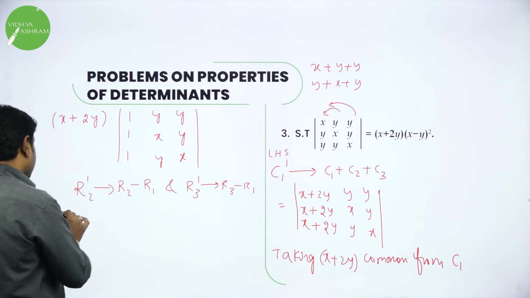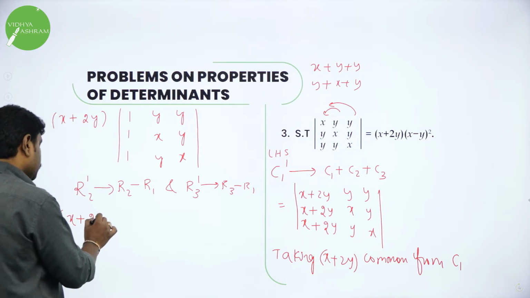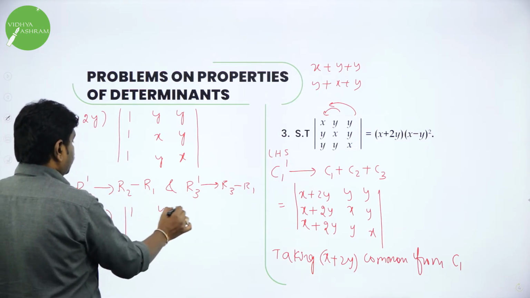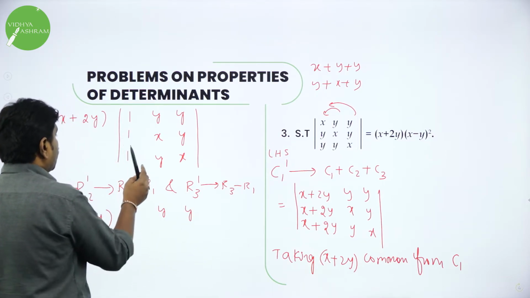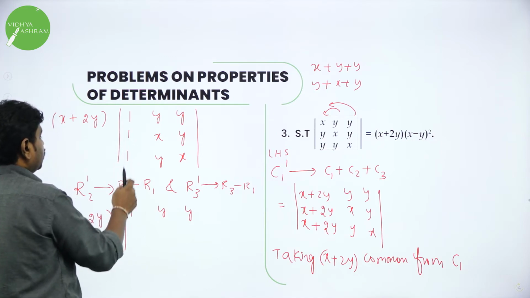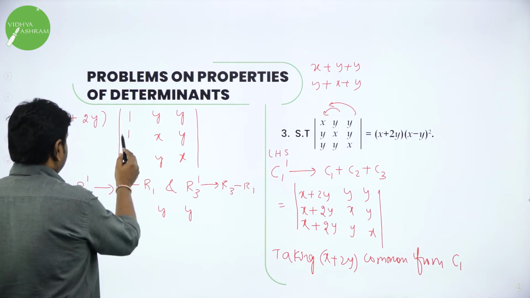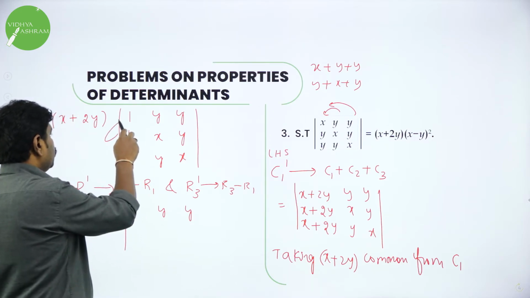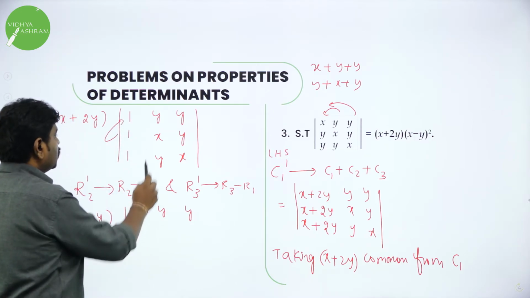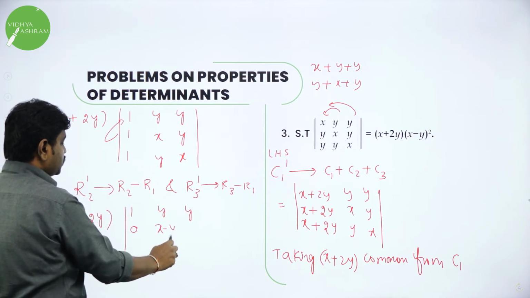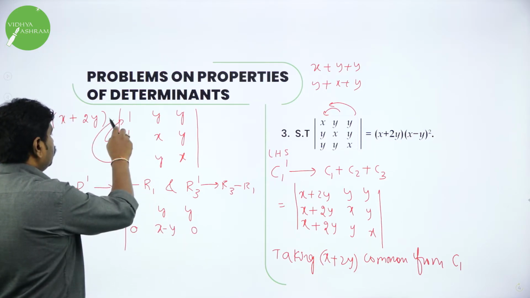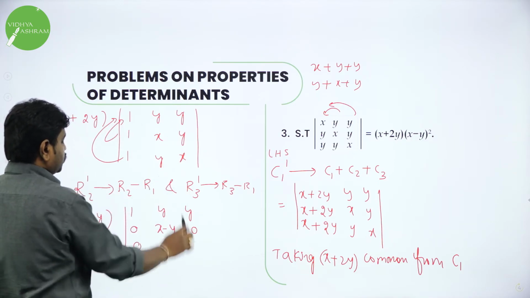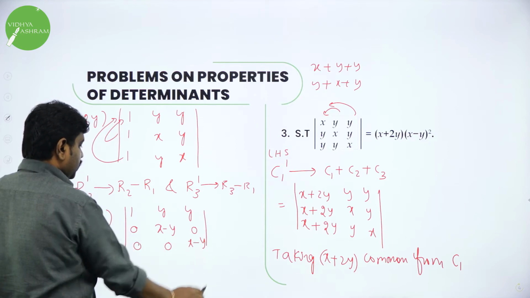Now the first row I am not disturbing. So first I have x plus 2y, and first row 1, y, y. Then the second row is the second row minus the first row. 1 minus 1 is 0, x minus y, 0 again. Then for the third row, 1 minus 1 is 0, y minus y is 0, and x minus y is x minus y. Pretty interesting.